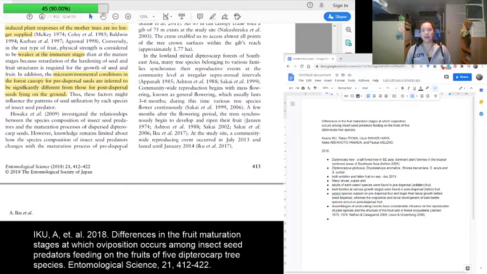Hosaka et al. investigated the relationships between the species composition of insect seed predators and the maturation process of dispersed dipterocarp seeds. Okay, so someone else has done a study into this, which would be interesting. Let's just take note of that, and I can look that up later.